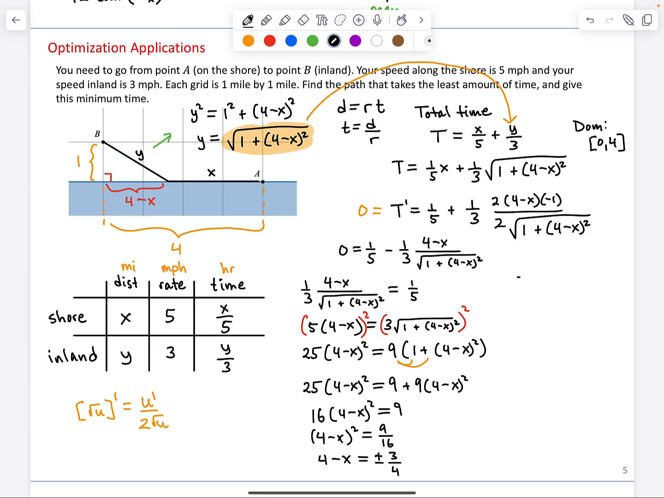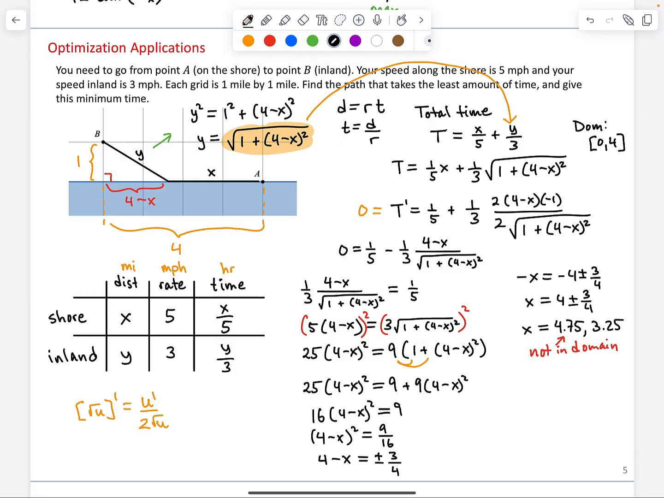Next I'll subtract 4, so we have negative x equals negative 4 plus or minus 3/4, and then multiply everything by a negative. So we get x equals 4 plus or minus 3/4. That gives me answers of 4.75 and 3.25. One of these is not in our domain. It is not a choice of x we would want to make because that would make us walk past point B and then backtrack inland, which obviously would not give us the shortest amount of time. So the only critical number in our restricted domain is 3.25.